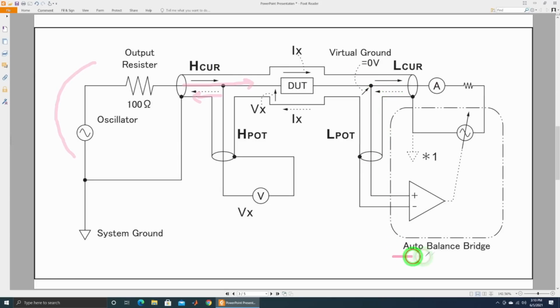So that's why they use what's called an Autobalance bridge. It's a clever technique where you monitor the voltage at some node, and use it in a feedback path with another oscillator that adjusts to the original oscillator frequency, and that locks together, creating a virtual ground right at the intersection of the low current and low potential port, allowing this node to become a virtual ground following any swing of voltage that's on the DUT, canceling it out at this point.